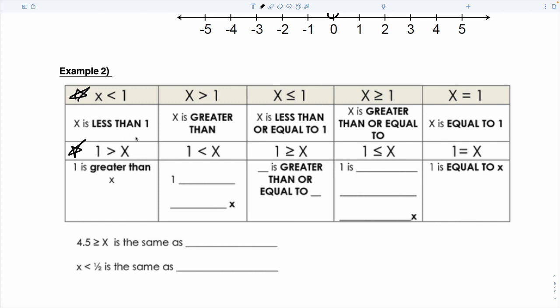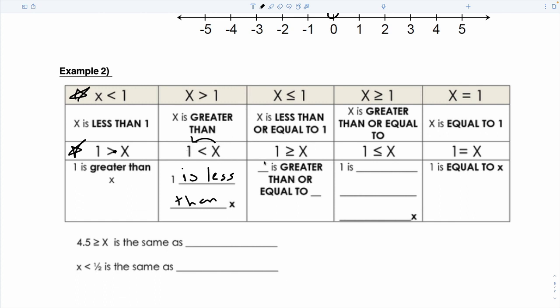X is less than 1. When you're reading inequalities, always start with the variable and read to the number. So x is less than 1. 1 is greater than x is also x is less than 1. This one is x is greater than 1, or you can read it right to left. X is greater than 1. It can also be written as 1 is less than x. They're the same thing. If they flip the x to the right, you need to read from the x to the 1.